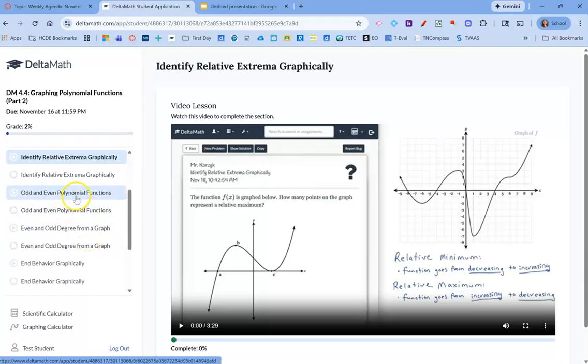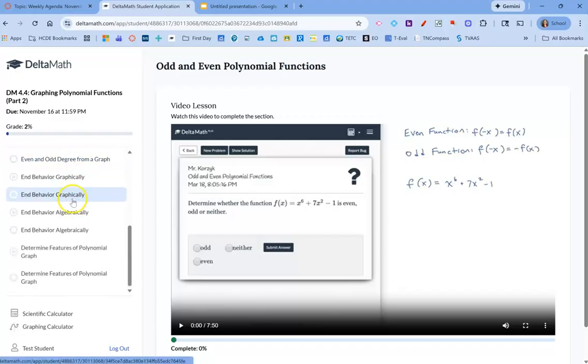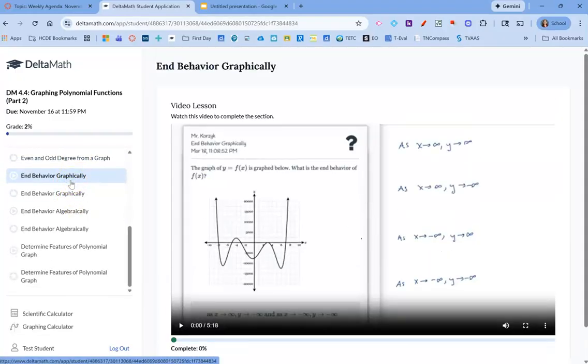Even and odd functions are going to be talking about not just the exponents, but whether the function is even or odd. And it shows you can do that algebraically and also graphically. And then towards the end, you have end behavior. End behavior is just another way of saying what's happening at the ends of the graph. How are the arrows pointing at the end of the graph? Instead of saying up and down, we're going to start using positive and negative infinity.